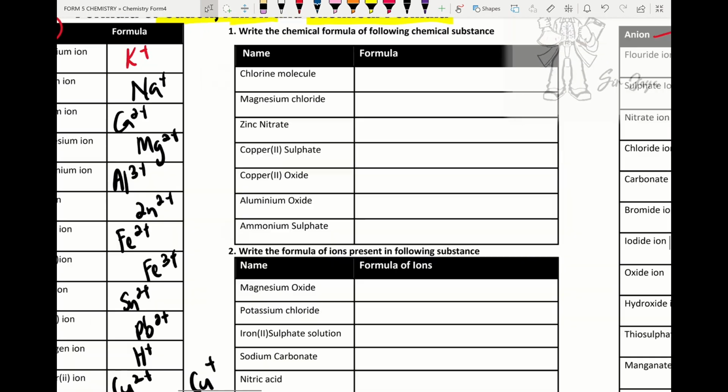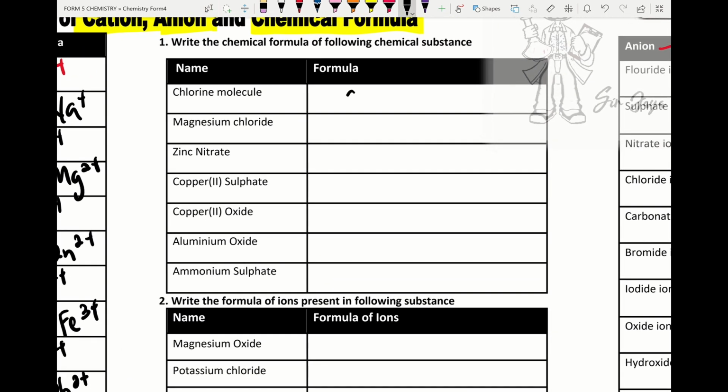We try to do the formula. Please remember the formula of chlorine, don't write like this, wrong. Chlorine exists as a diatomic molecule, so we have to put Cl2. So the formula of magnesium ion Mg2 positive, Cl negative, so we write MgCl, take the 2, put at the bottom of the Cl. So we try to write down the formula of zinc nitrate. Alright, so zinc ion Zn2 positive, nitrate ion NO3 negative.